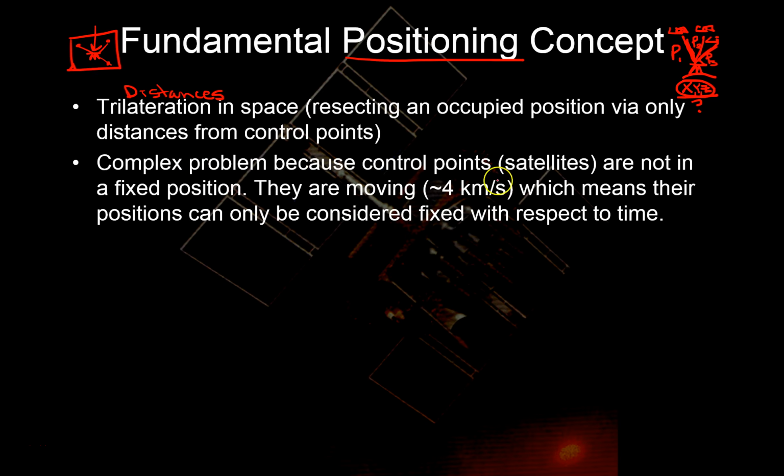It's a more complex problem because the control points, the satellites, are not in a fixed position like they are in our traditional terrestrial sense, where control points are fixed on the ground. Our control points are the satellites, and they're moving at about 4 kilometers a second, which means we now need time. In the traditional case, time is irrelevant; we don't care if we make this measurement now, tomorrow, or yesterday, it's basically going to be the same. However, that does not hold in the case of GPS. It's now time dependent, so it's four-dimensional.